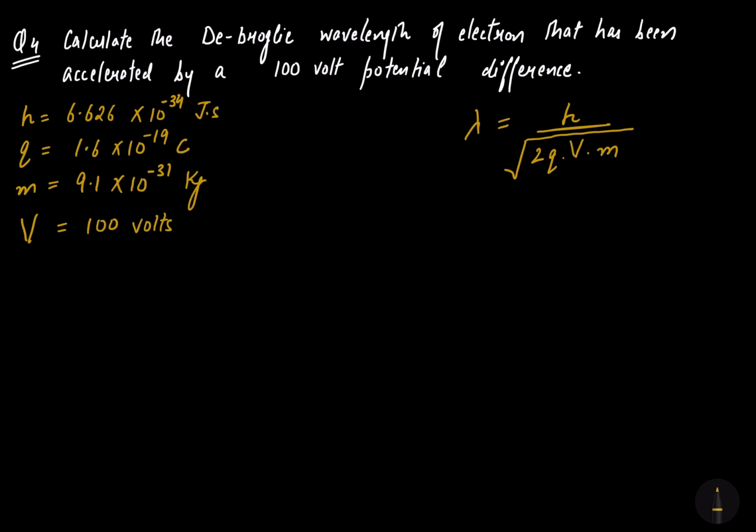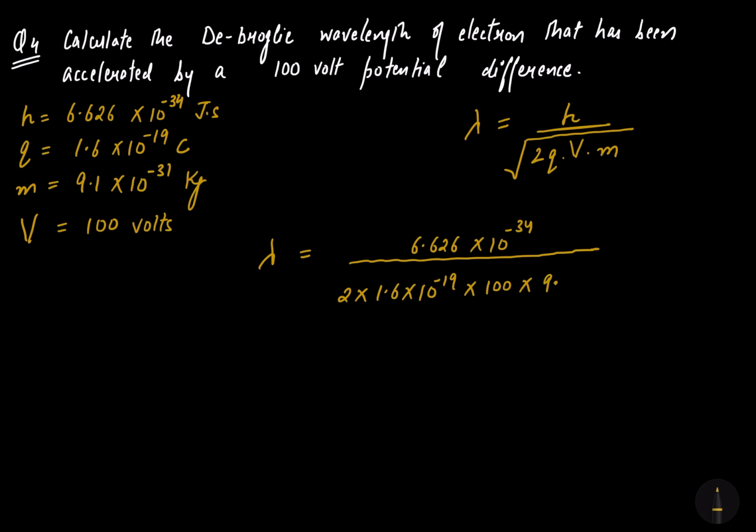So let's substitute all these values in the formula. So wavelength comes out to be, what's the value of h? 6.626 into 10 to the power minus 34 divided by 2 into, what's the charge? It's 1.6 into 10 to the power minus 19. What's the potential difference given in question is 100 volts. And what's the mass given in question? 9.1 into 10 to the power minus 31, and we have to take whole root.